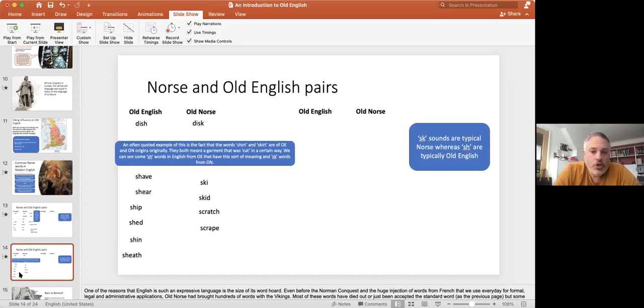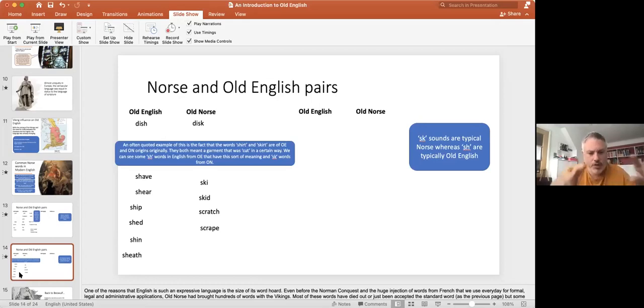So one of the words which is often shown as the example of this is the word for skirt and shirt, which are actually originally cognate words. They are the same word. They come from the cousin languages, which were Old Norse and Old English. And they've got something to do with a piece of garment that's been cut in a certain way. And that sk sound, or sh in Old English, is to do with cutting or cleaving. So you've got shave and shear.